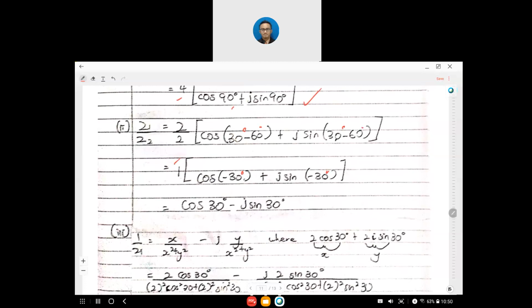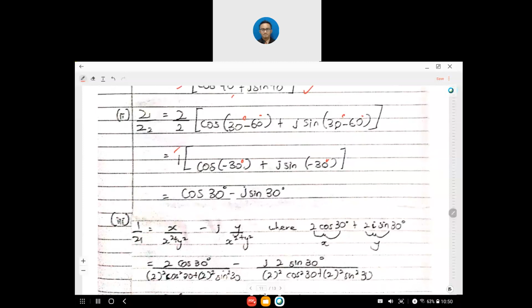Okay, so you can get cos negative 30 plus i sin negative 30. You can give the answer in terms of cos 330 plus i sin 330, because negative 30 degrees is also equal to 330. You can choose either one lah. But here is plus, here is minus.